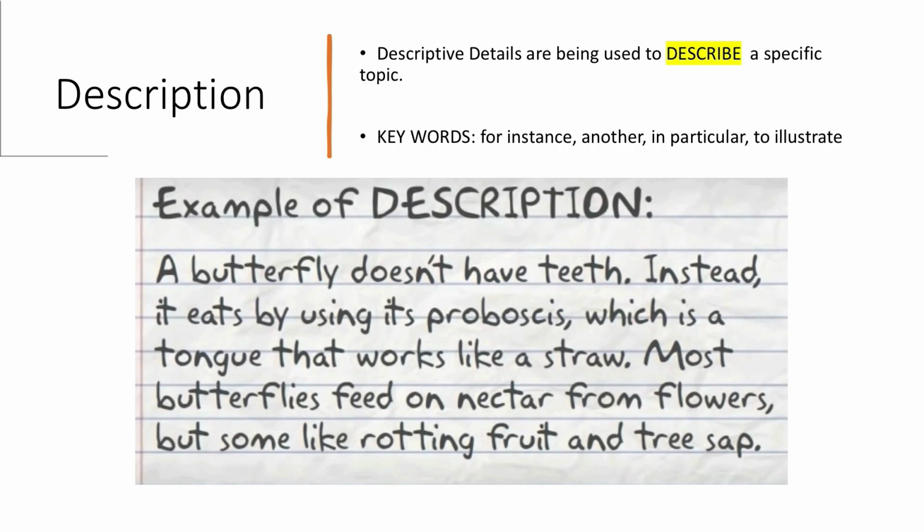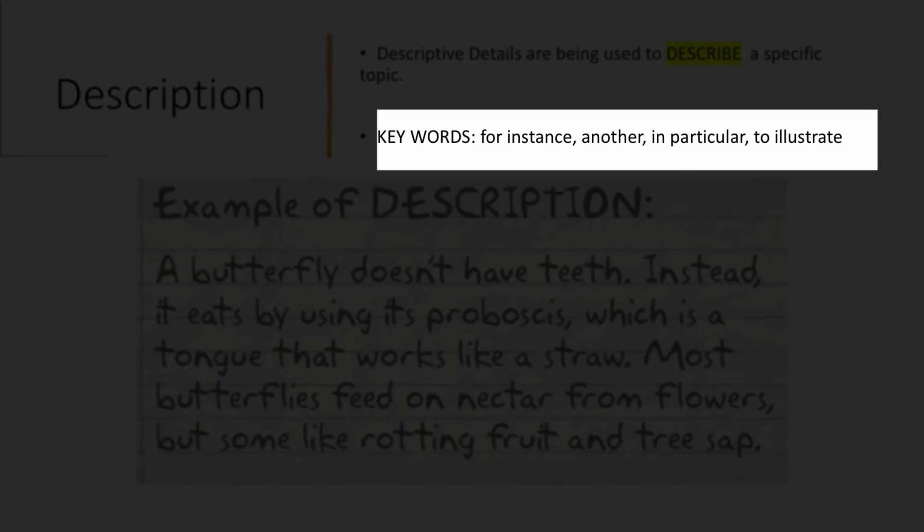Description gives you descriptive details. Okay, you see the word describe in description, right? So descriptive details are being used to describe a specific topic. So this is one way that an author will organize the writing. The key words that help you say, oh, this is description are like, for instance, another, in particular, to illustrate.